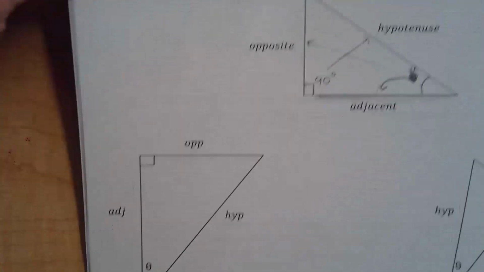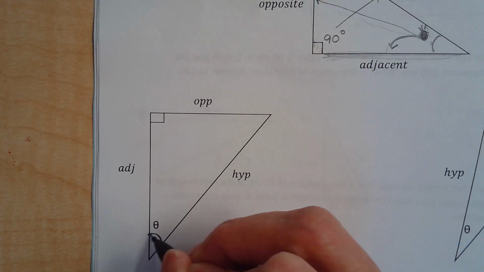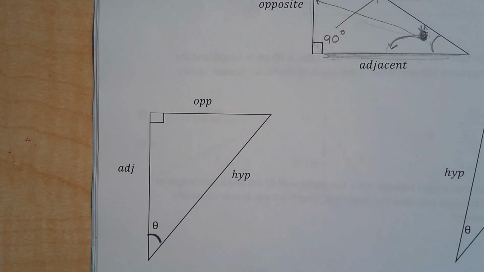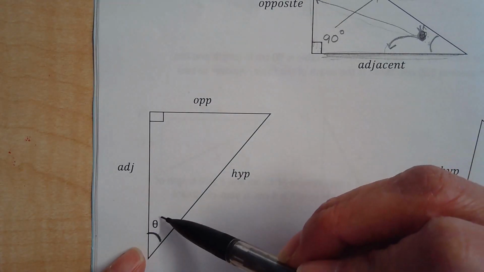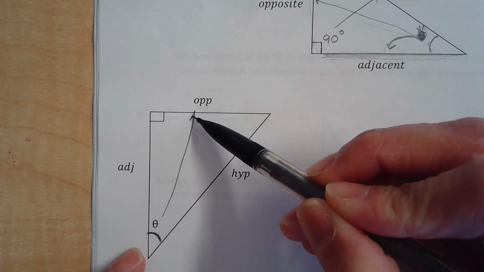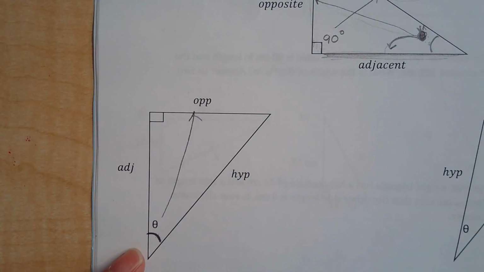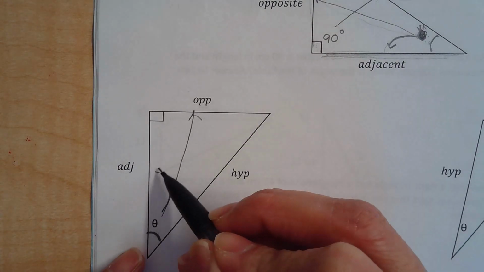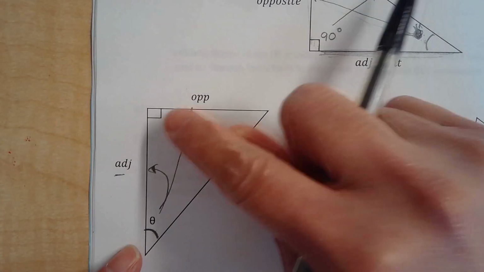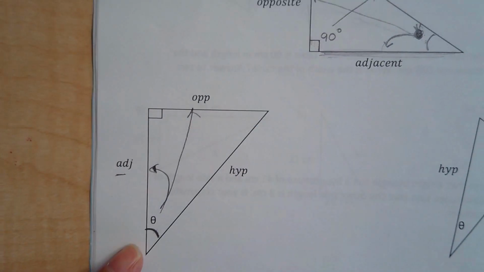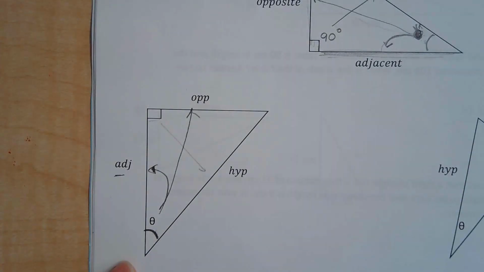So let's take a look at this one. We have to locate the angle where you're looking from. So this is the angle theta, right across is opposite, and then this is the adjacent, right beside, and the hypotenuse will always be where the 90 degree is, right across the 90 degrees.